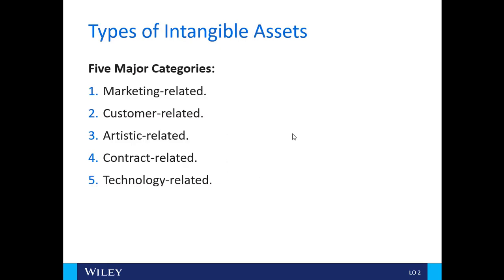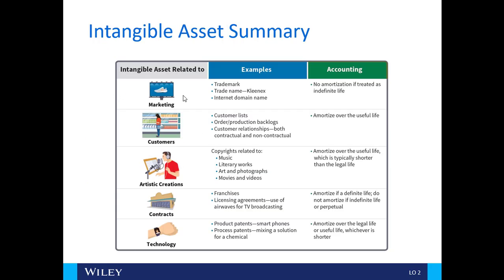The types of intangibles, there are 5 major types, and we're going to look at these. So we have the marketing, right? Trademarks, trade names, domain names. If it's got an indefinite life, then you do not amortize it, if you were to have purchased it. So if you have an intangible asset on your books, you would not amortize the trademarks or trade names because they're considered to have an indefinite life.